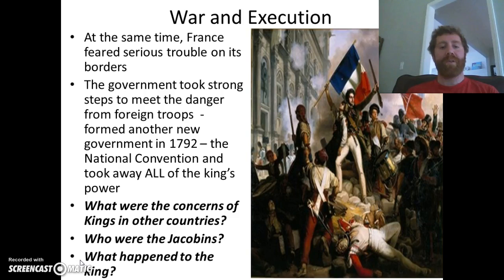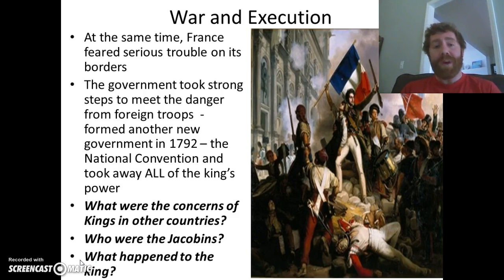At the same time France was experiencing some internal dissent, they were also experiencing some serious trouble on its borders. This was because the kings and the nobles from other countries were watching the events unfold in France, and they were concerned. Their concern was that some of these ideas of the French Revolution might spill over into their own countries and cause similar revolts and similar challenges to their power that Louis XVI was experiencing.